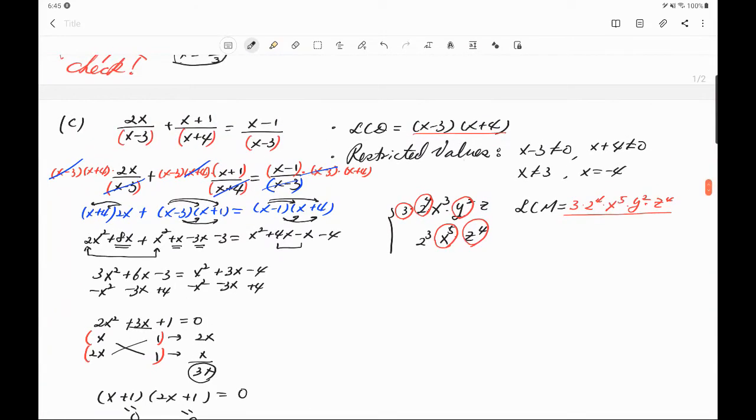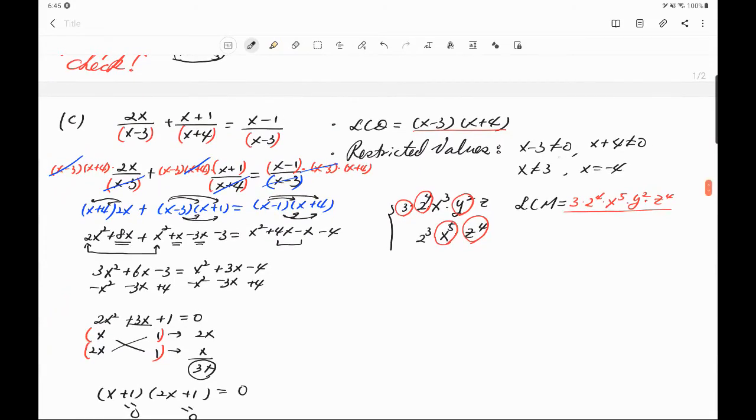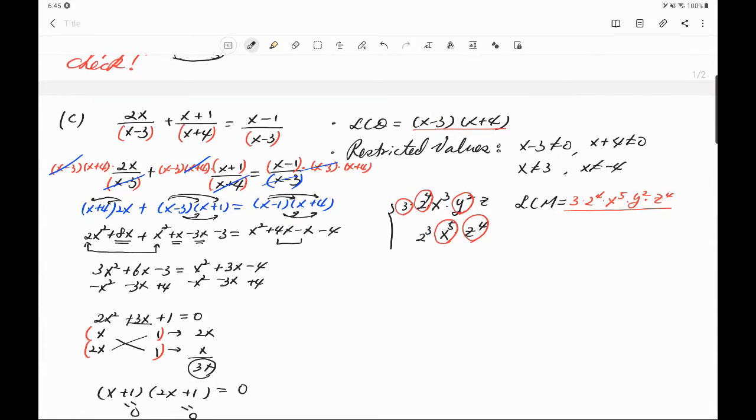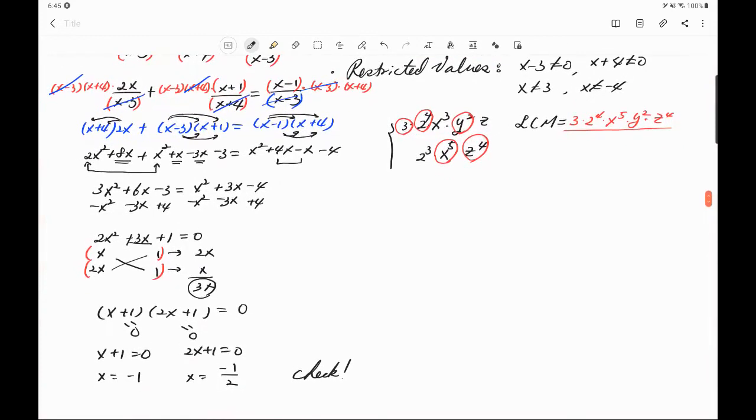All right, as you see, the restricted values come from the denominator. So set the denominator equal to 0. If x equals 3 and negative 4, then the fraction is undefined, so the equation is undefined. So in that case, check these answers.